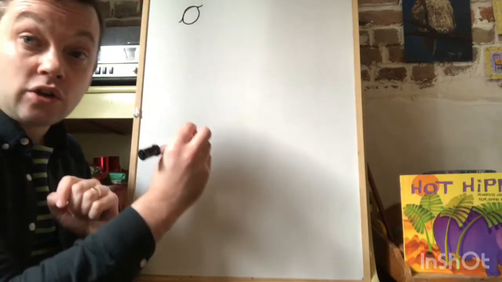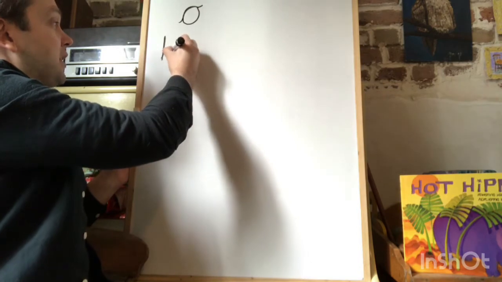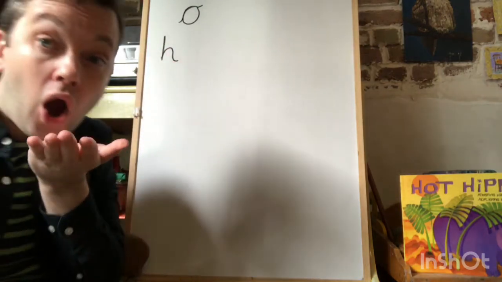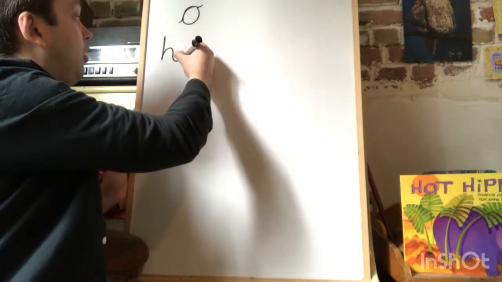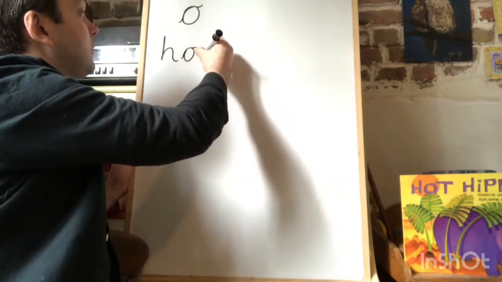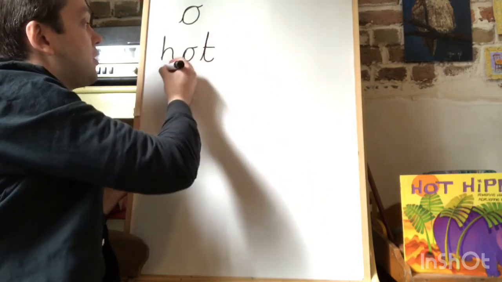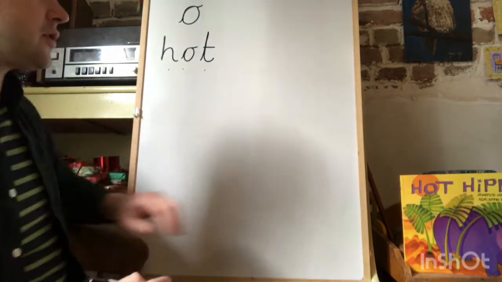Hot. Ready, steady, go. So, small letter H is like that, isn't it? Then, O. And then, T. Hot. Oh, it's so hot.